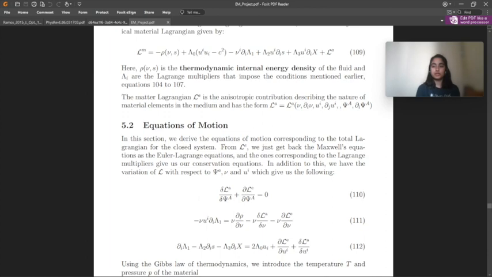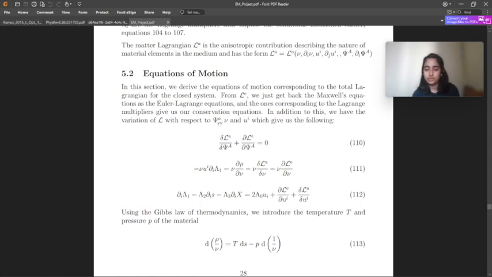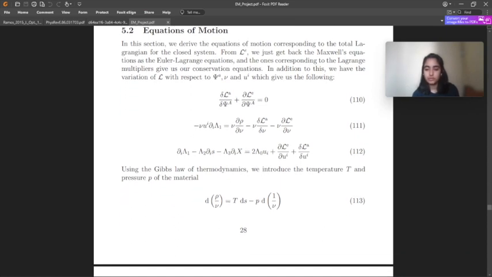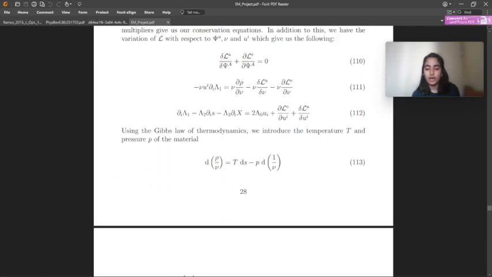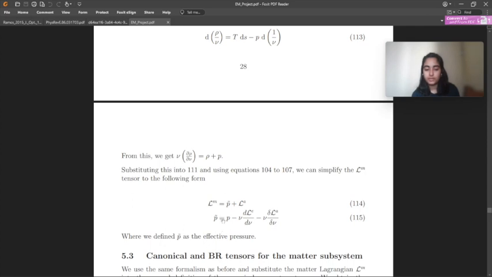So using the Lagrangian, now we get the Euler-Lagrange equations from this. So taking derivatives with respect to psi a, number density, and the four velocity, we get the following three equations. And we also use the Gibbs law of thermodynamics, where we introduce the temperature T and pressure P of the material. And using this, we can simplify our matter Lagrangian into this form, where we can introduce something called the effective pressure given by this relation.